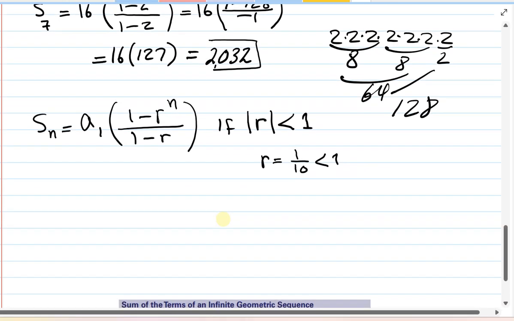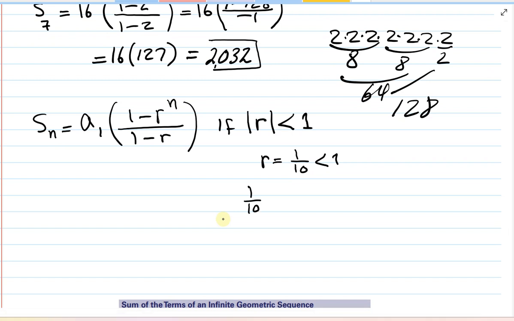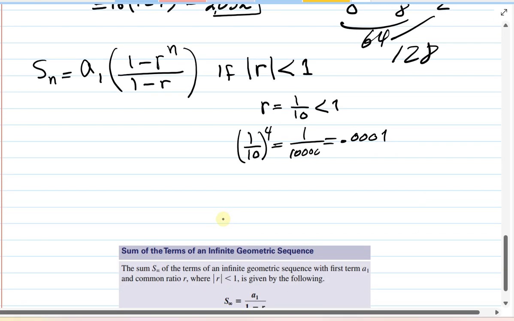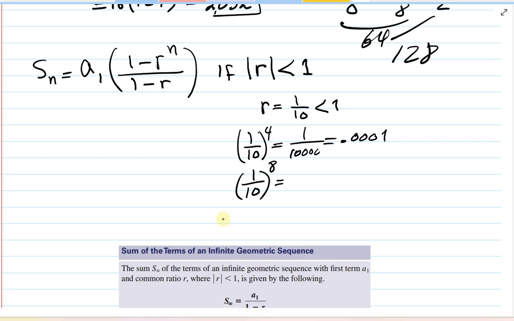And let's take a look at powers of 1/10. So for instance, 1/10 to the 4th power. That's 1 over 10,000, isn't it? In decimal, it's a very small number. And what if I go 1 over 10 to the 8th power?